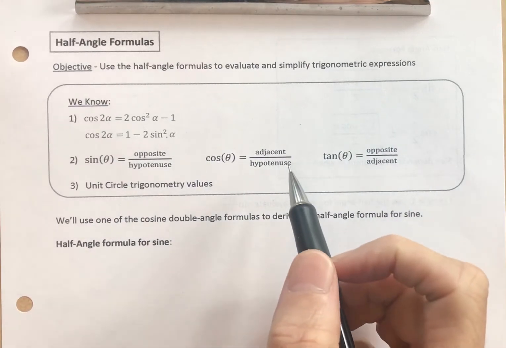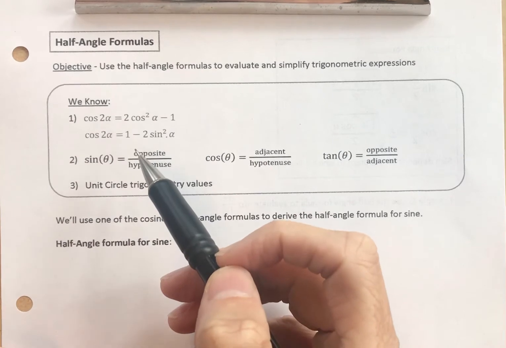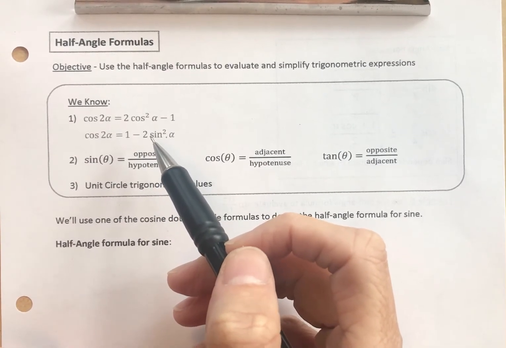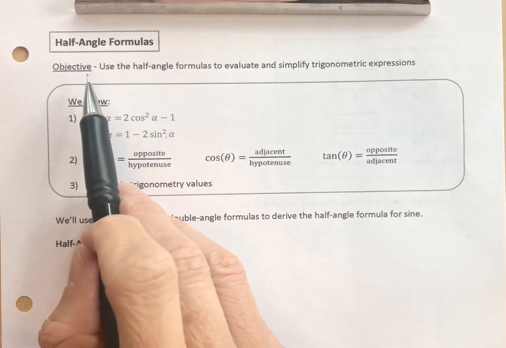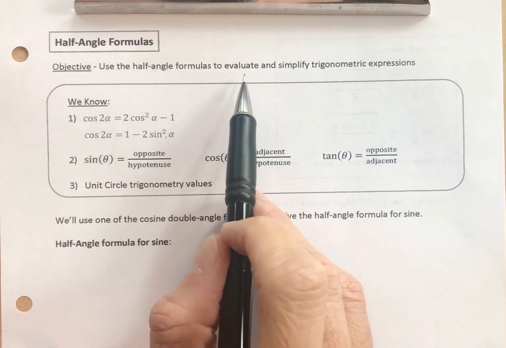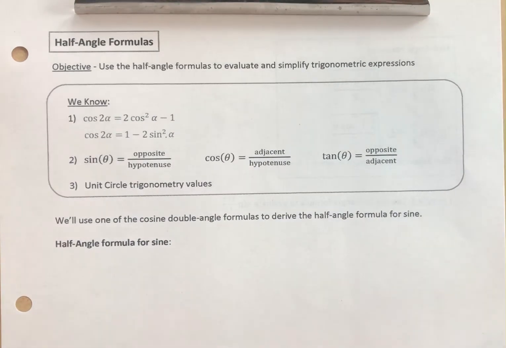So we've looked at the sum and difference formulas for trigonometry and the double angle formulas. In this video, we're going to look at the half angle formulas. Our objective: use the half angle formulas to evaluate and simplify trigonometric expressions.